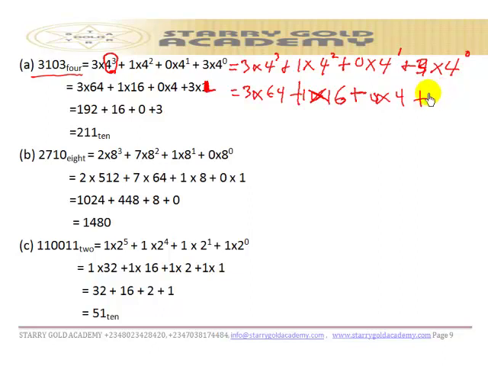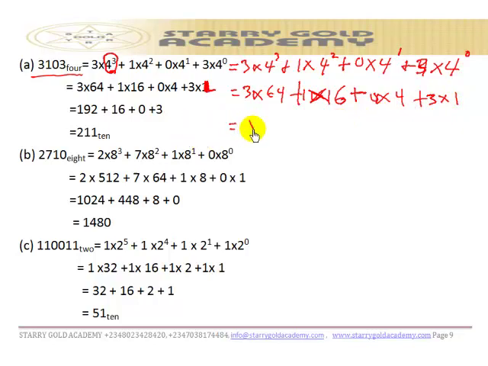Now listen, anything raised to power 0, any number that has the power of 0 is 1. This is a law that is extracted from indices. Any number that is raised to the power of 0 is 1. Take note of that from now henceforth. So you have 3 times 1. So let's simplify.